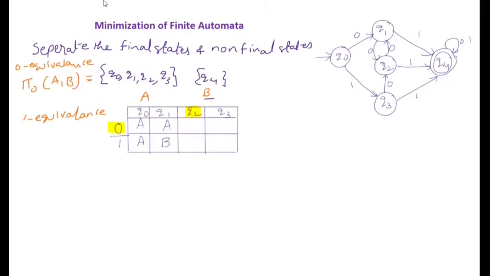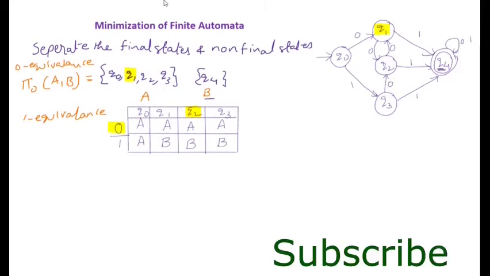Q2 on 0 is moving to the state Q1 and Q1 belongs to the group A, so we write A here. Q2 on 1 is moving to the state Q4 and Q4 belongs to the group B, so we write B. Q3 on 0 is moving to the state Q2 and Q2 belongs to the group A. Q3 on 1 is moving to the state Q4 and Q4 belongs to the group B, so we write B.